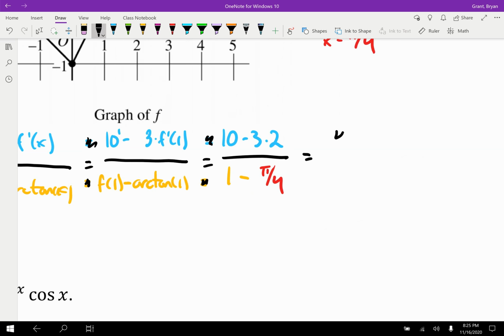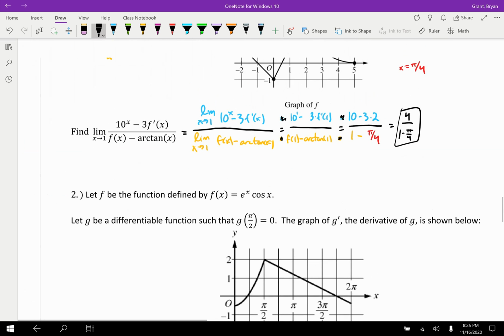10 minus 6 is 4. 1 minus pi over 4. You could clean up. You could put them as both 4 over 4 and multiply, but I really don't want to. So that seems just fine to me.